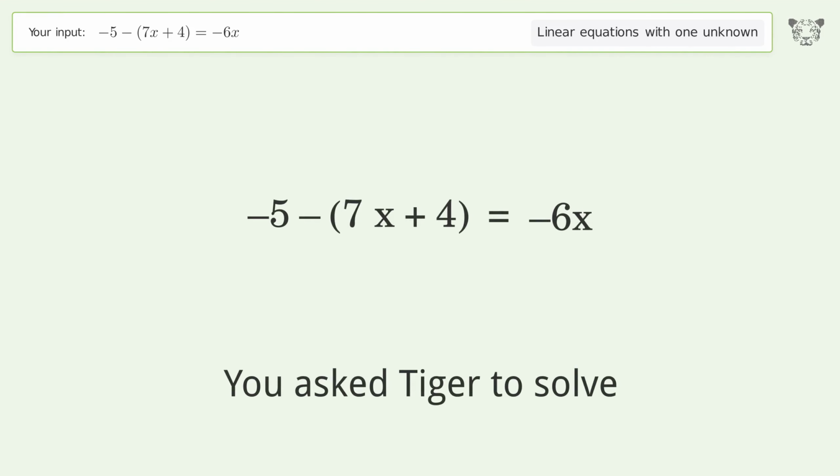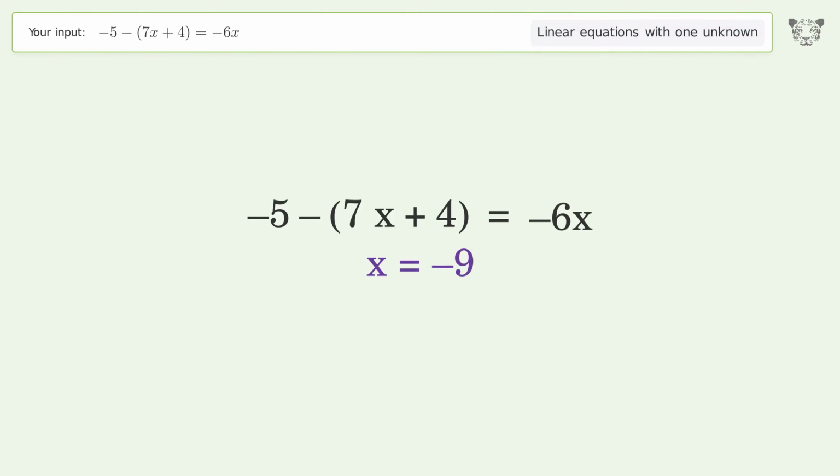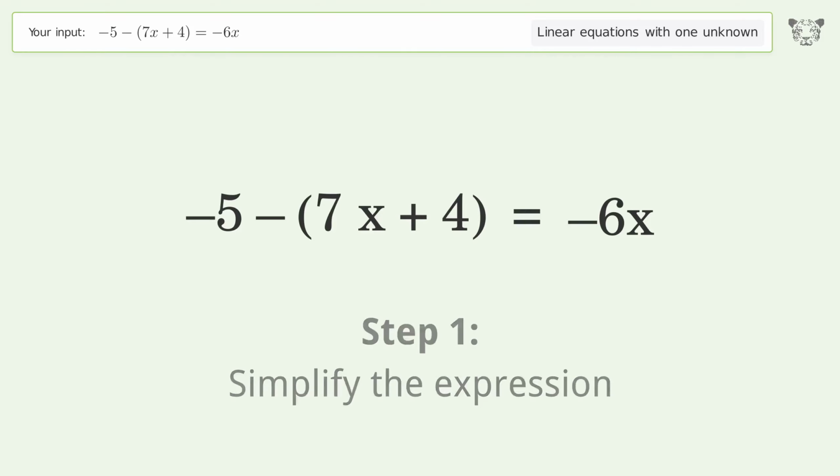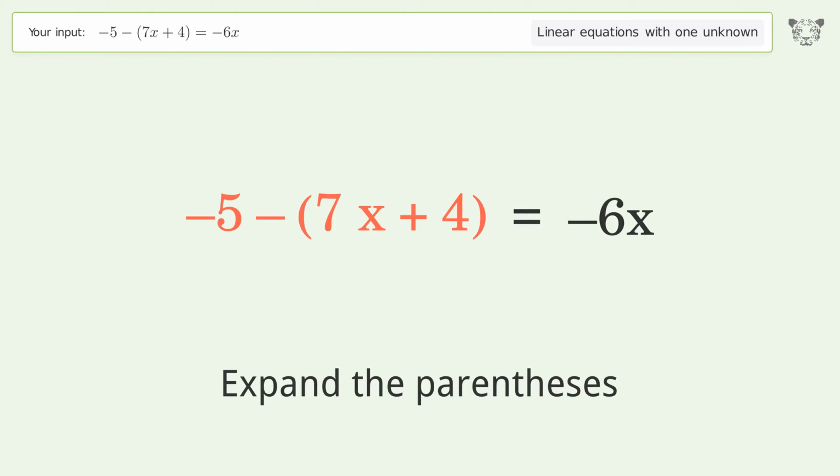You ask Tiger to solve this. This deals with linear equations with one unknown. The final result is x equals -9. Let's solve it step by step. Simplify the expression. Expand the parentheses.